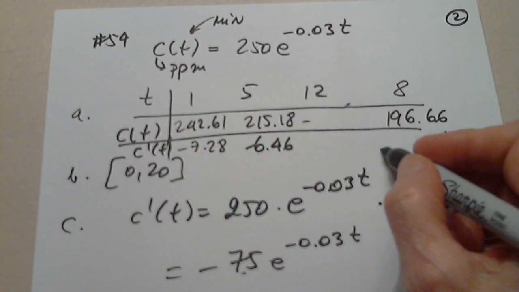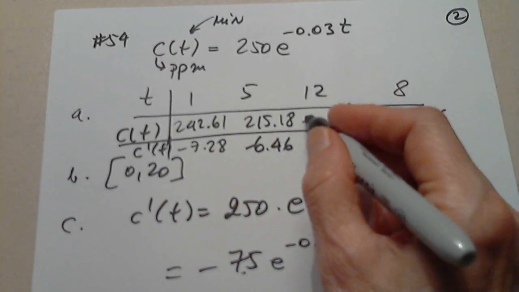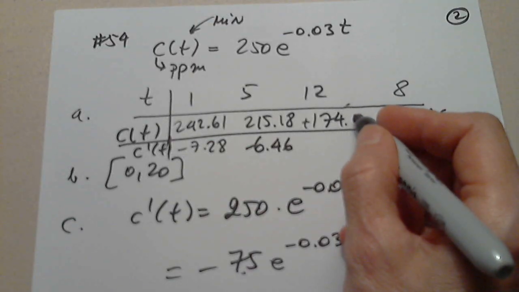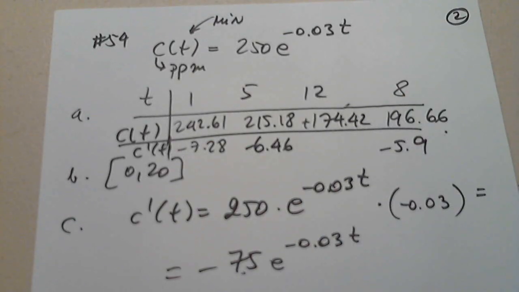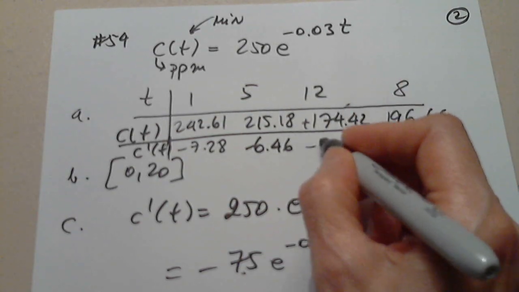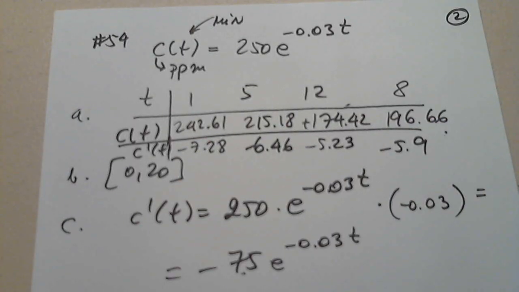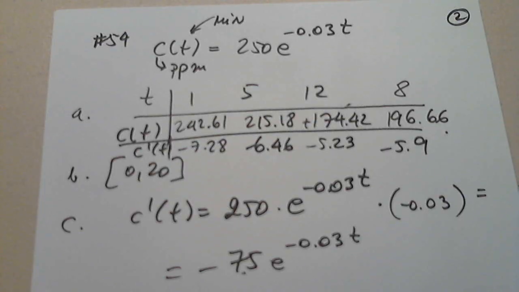And negative 5.9. And finally for 12, 174.42. We were not asked to determine the derivative for all of them, but I just wanted to see what's going on here. Good. So then they were asking us to graph the function from 0 to 20. So I will just simply de-highlight this. I don't want to graph the derivative, so I only want to graph the function.